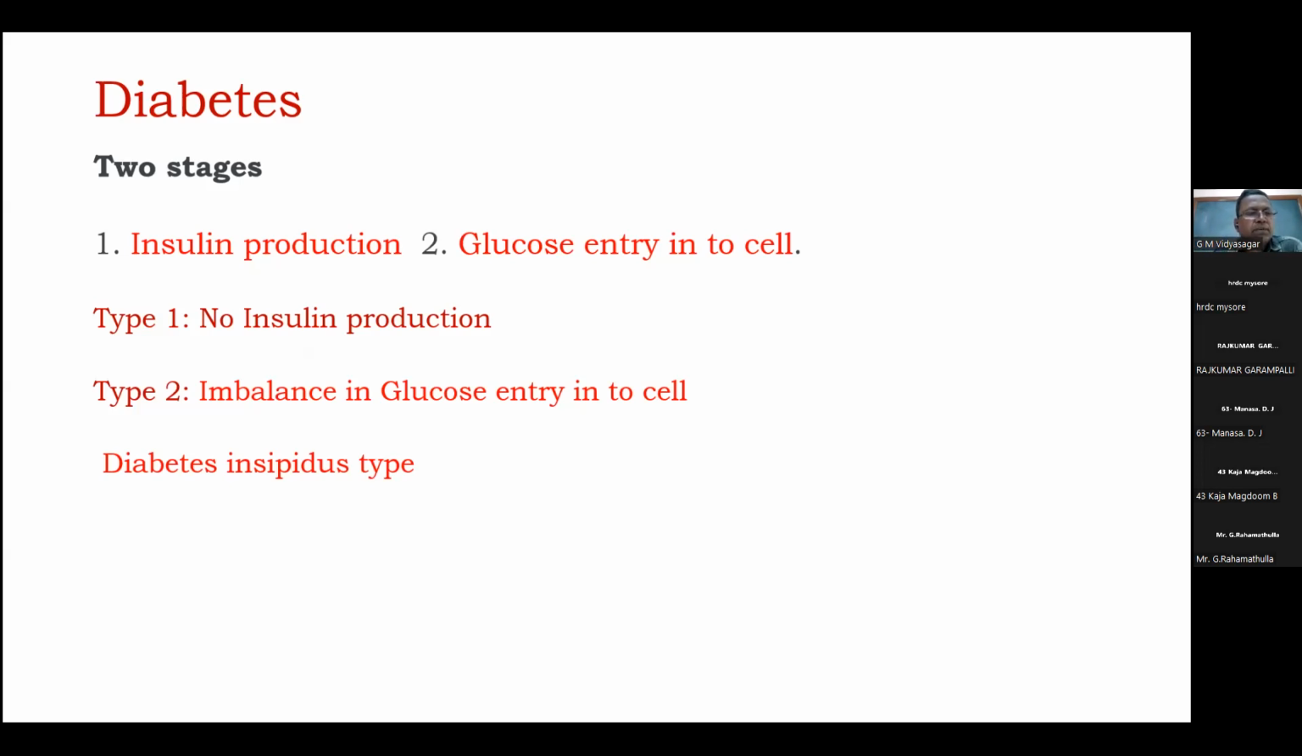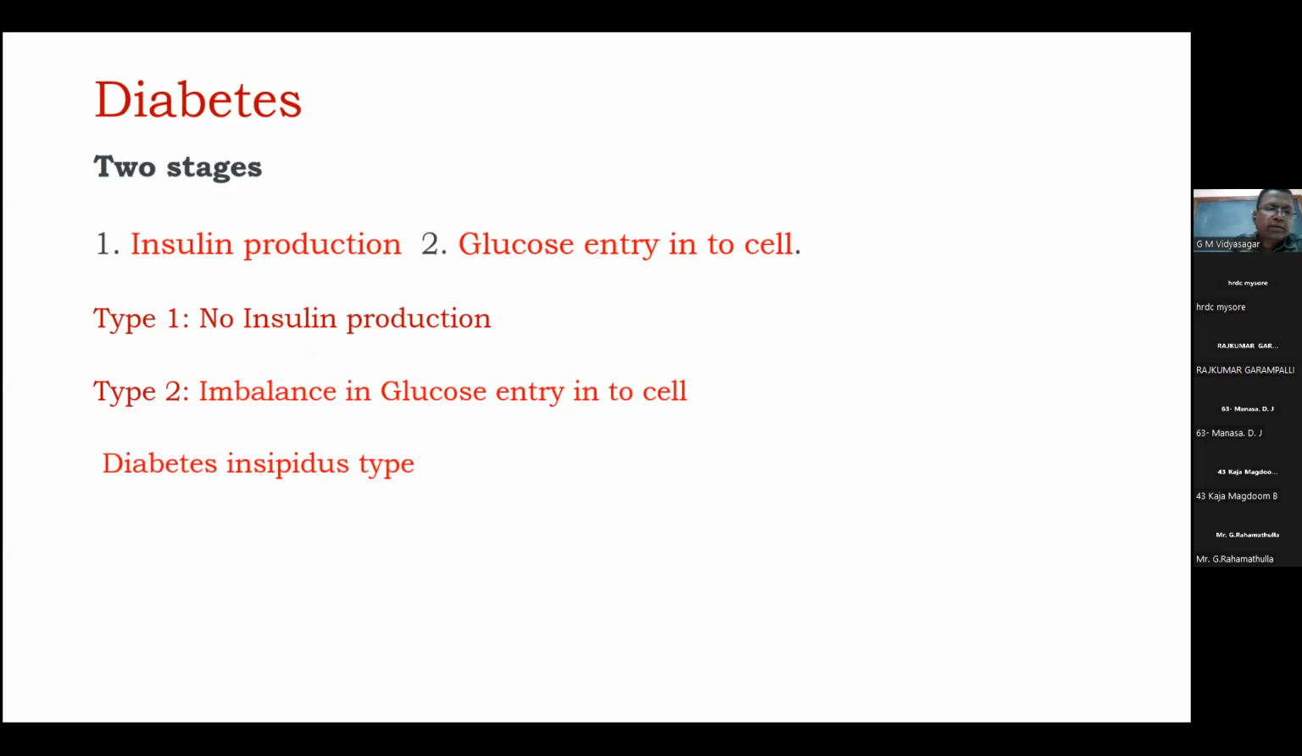The one type, diabetes type 1, is where insulin is completely not produced, or sometimes very little insulin is produced, and it is completely insulin dependent. So we have to have insulin injections every day, then only the patient survives. Otherwise, there is no chance of survival.